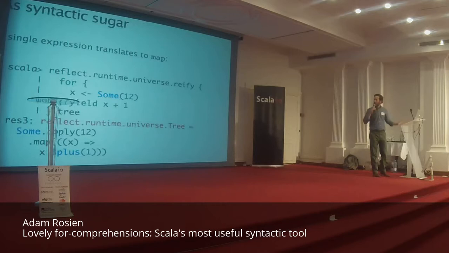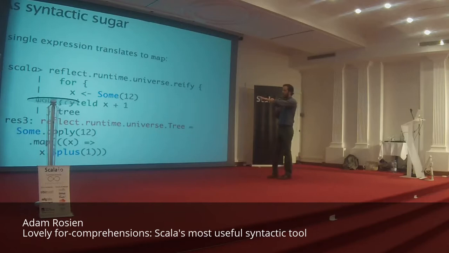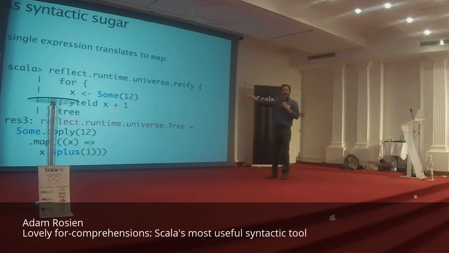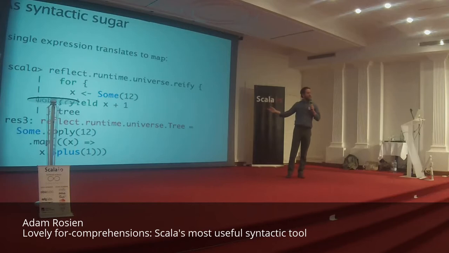So here's another one. This time, it's exactly the same code, except we're yielding a value. We want to return that thing. So we're pulling the value out from the option, and we're adding one to it. So in this kind of single line for comprehension, that gets turned into a map, as you might expect. A completely equivalent way of writing this for comprehension would be sum 12 map x goes to x plus 1. And then that would work fine. So no magic there.